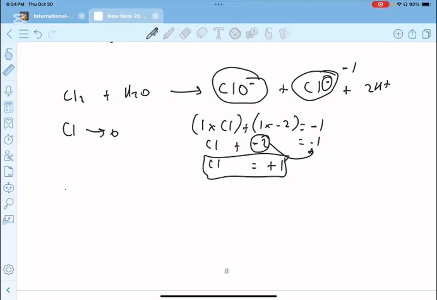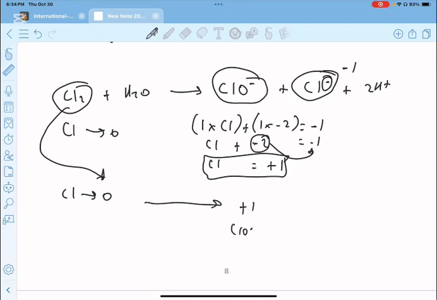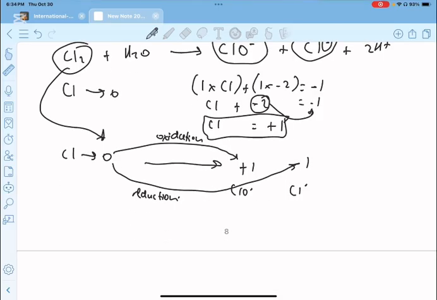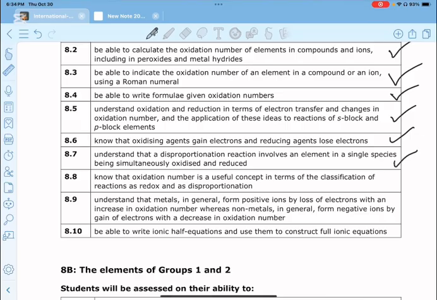So we can see that Cl has gone from 0 in Cl2 over here, and it has gone to become plus 1 in ClO minus and minus 1 in Cl minus. We can see that there is an increase in oxidation number, so there is oxidation here, and there's also a reduction in oxidation number, so reduction happens here, right? So this is the simplest disproportionation reaction example, but that's basically what disproportionation means, okay?